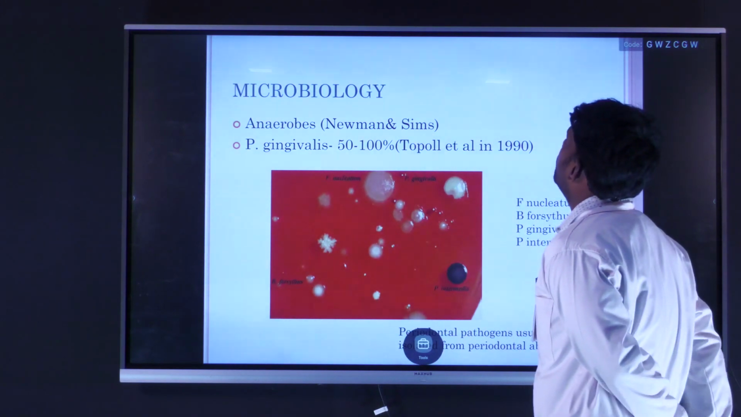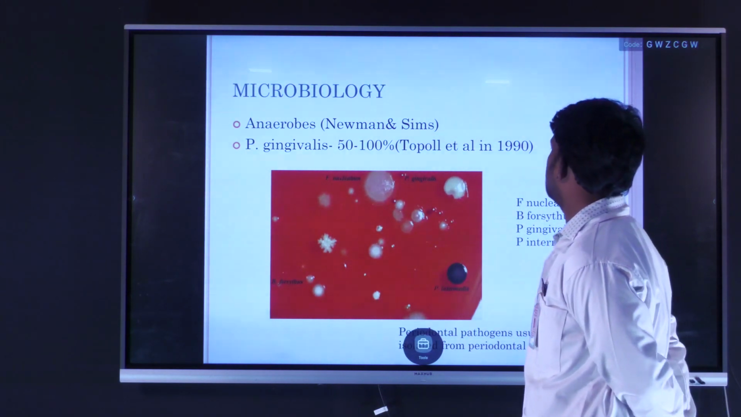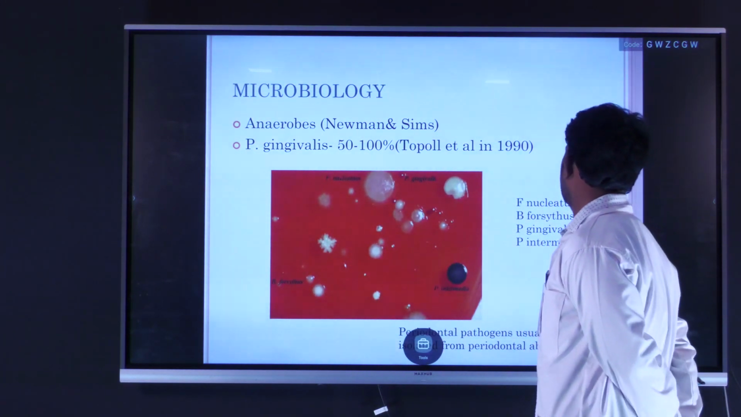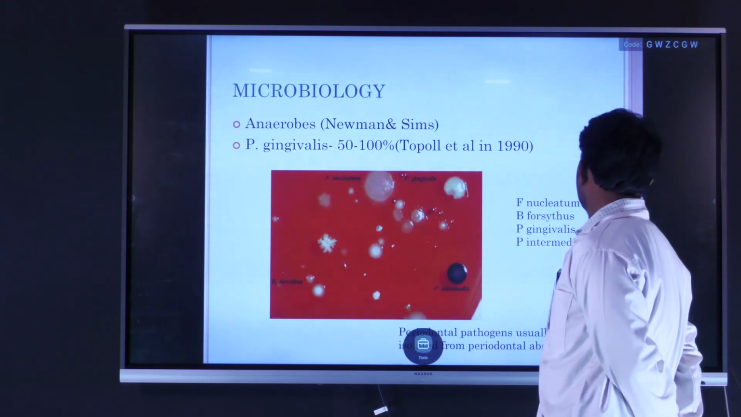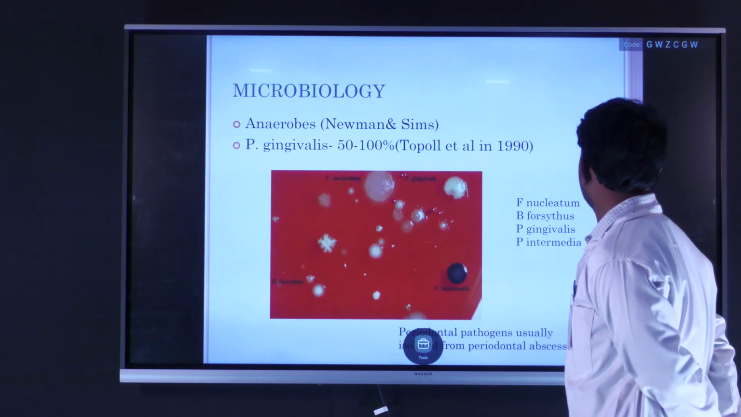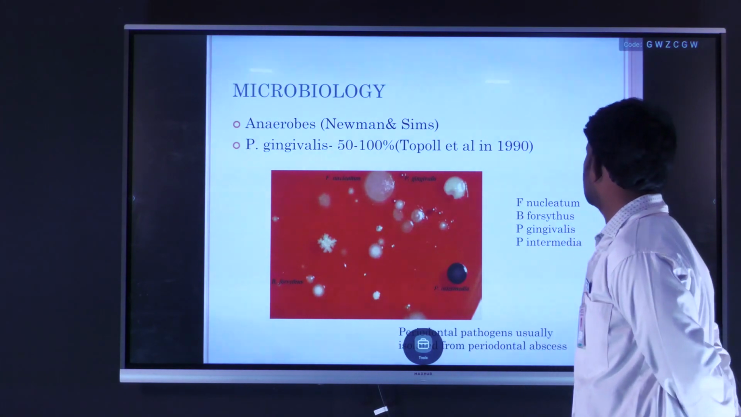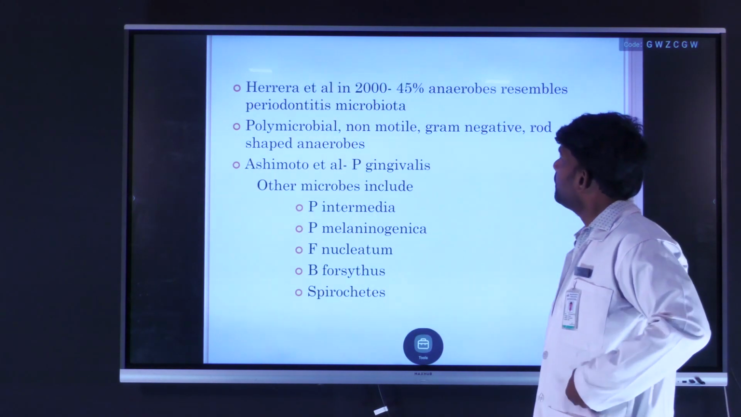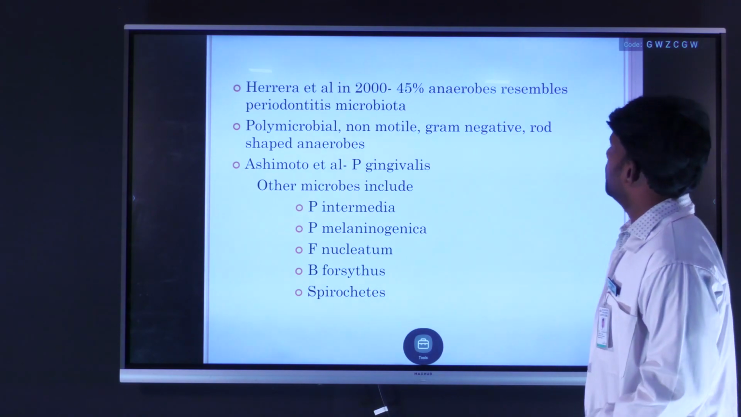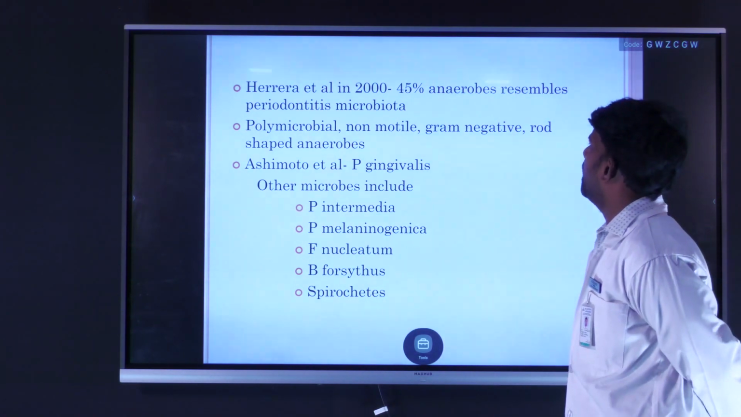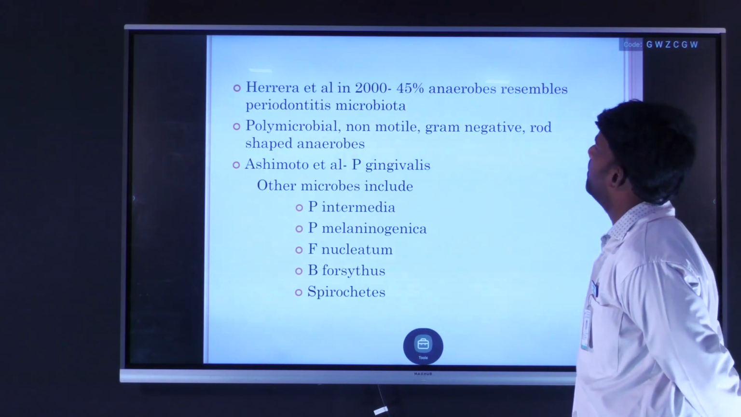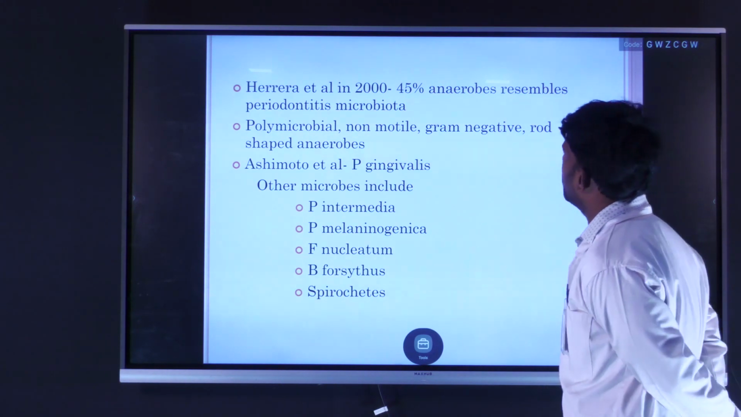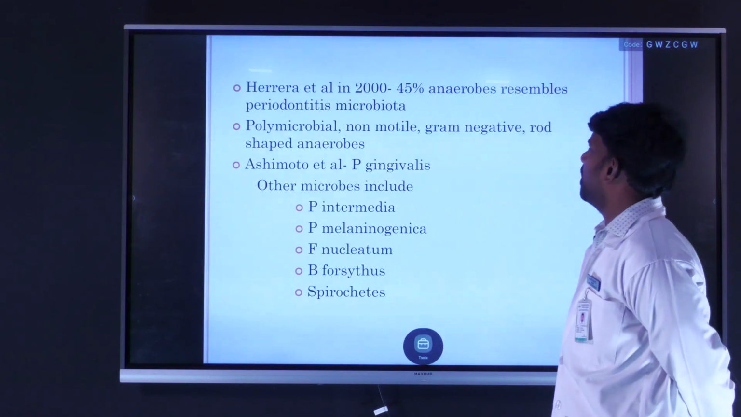antimicrobial. P. gingivalis has a prevalence of 50 to 100%, and organisms of the red complex like Fusobacterium nucleatum, Bacteroides forsythus, P. gingivalis, and P. intermedia. Coming to the articles, Herrera et al. in 2000 said there are anaerobes resembling periodontitis microbiota, and Hashimoto et al.